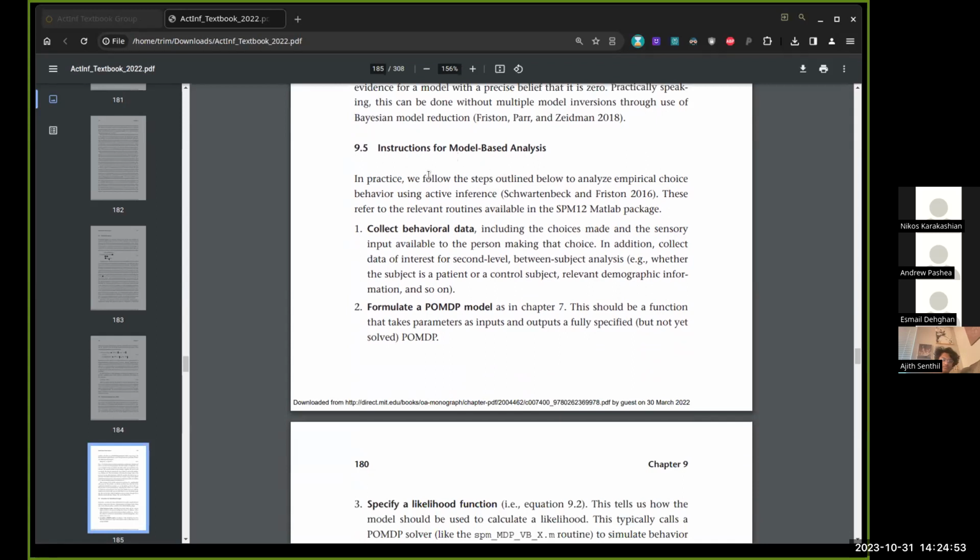Okay, so just raise your hand or unmute if you want to add anything, but we're kind of going over this chapter. 9.5 is a lot like chapter 6. Chapter 6 was the recipe for making a generative model. 9.5 is the instructions for model-based analysis. So 9.5 is almost like a coda to 6.